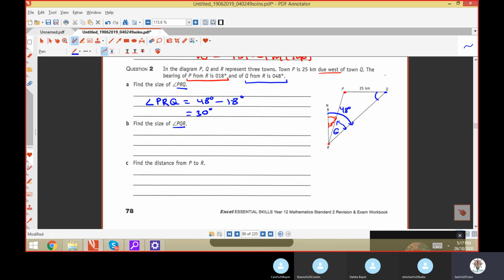What can we do? Particularly in this question, when it asks you to find an angle somewhere else, the good hint is to draw another compass bearing on that position. And hopefully that will give you some hint to solve it. So it says find the angle of PQR. Well, it's here, so let's try to figure this one out. So we know this entire angle here is 48 degrees. Do you acknowledge that?